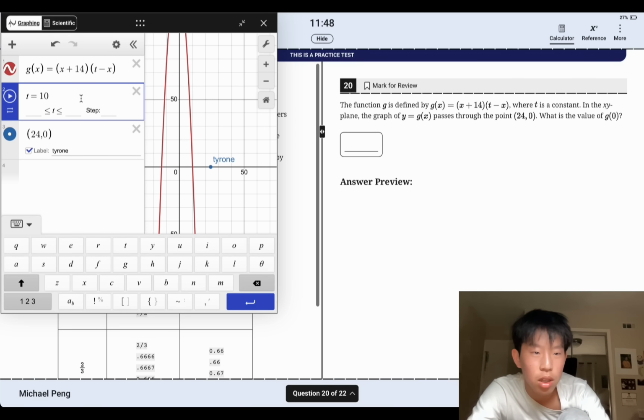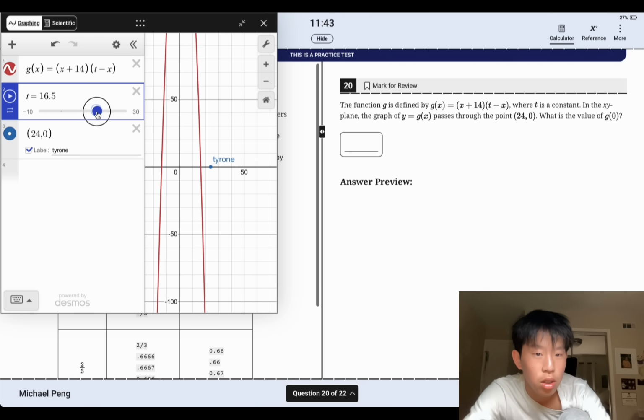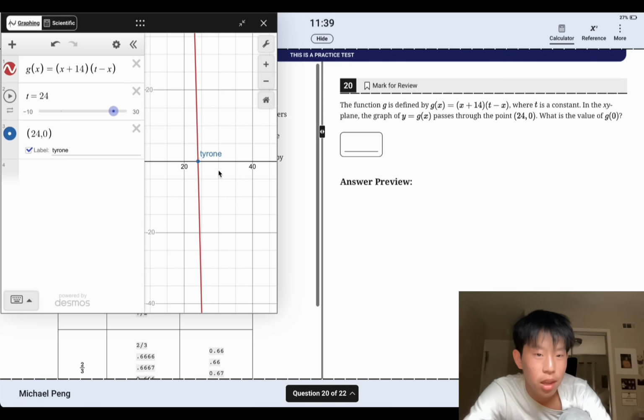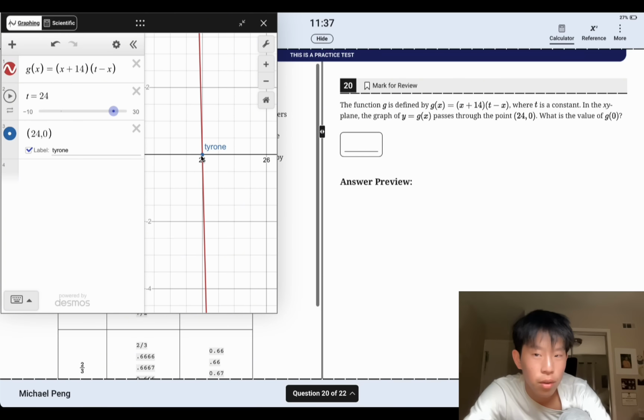So when does it touch? Does it touch? Stop! Go back. It touches at 24. So it touches when t is equal to 24.